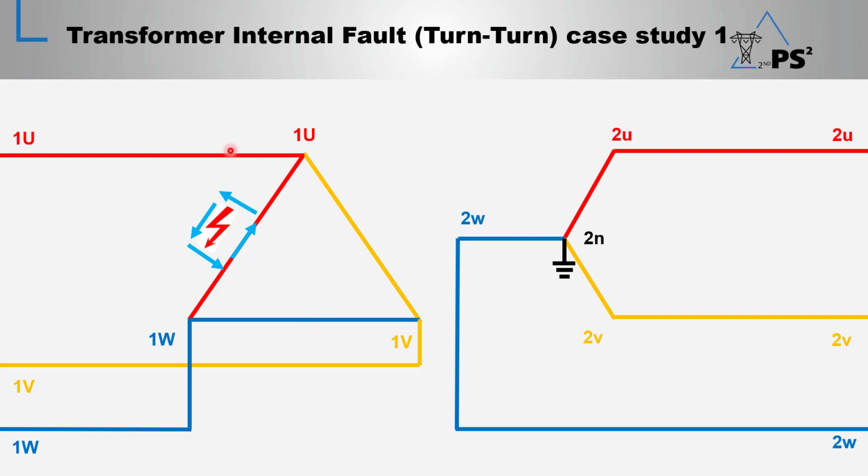So our transformer here is DYN1, and this is the vector group of DYN1, and there is a fault inside the 1U 1W winding. It's a turn to turn fault, and here is the current flowing in from 1U to winding 1U 1W and then to 1W, in one half cycle and then reversed in the other half cycle.